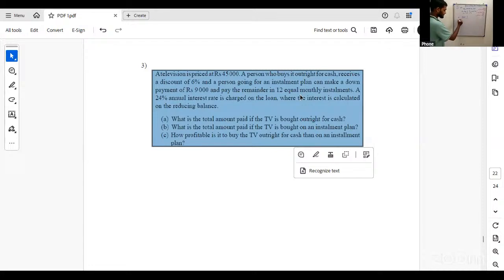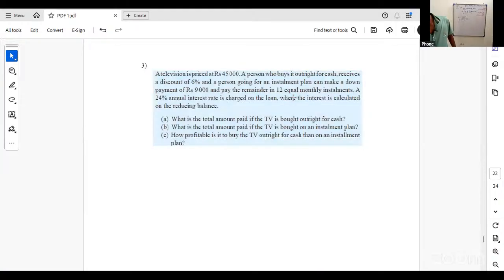First model. Balance remaining. So they say the price of it is 45,000. And if you go for installment plan, he pays an advance amount of how much? 9,000. He pays the advance amount of 9,000. So the balance remaining is 36,000 rupees. That is the first step in model 1.